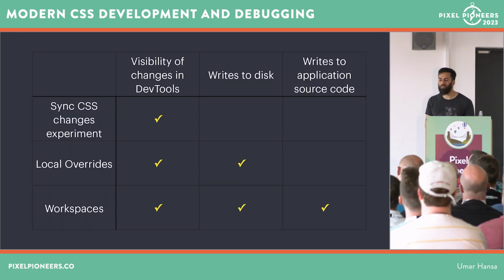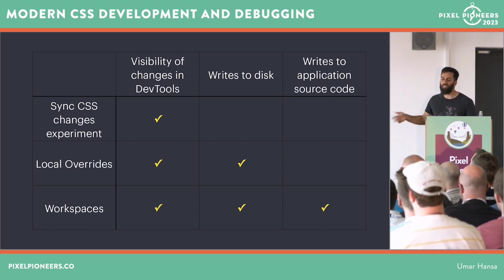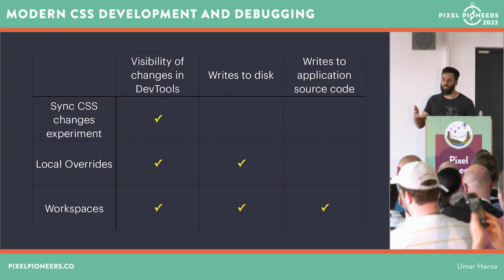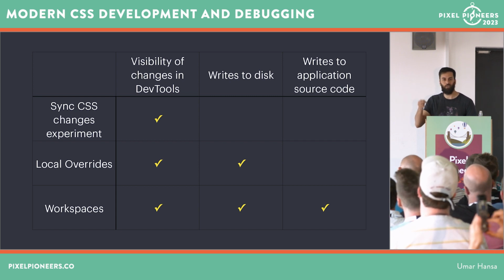This is kind of an informal way of listing the features of what you just saw. But basically, to summarize, workspaces does it all. Local overrides will also persist, but it won't persist to your actual repository.